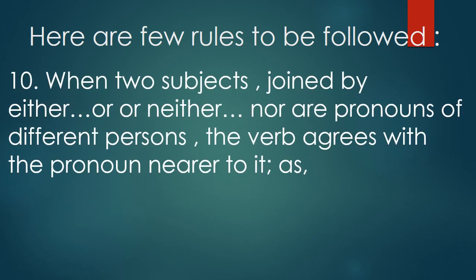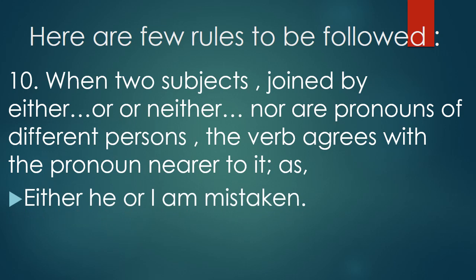When two subjects joined by either-or, neither-nor are pronouns of different persons, the verb agrees with the pronoun nearer to it. Either he or I am mistaken. Now, in place of the verb, if I put a blank, that is, in place of am, the pronoun which is nearer to the blank is I. With I, we never use is, we never use are, but we use am. That's why am is written here.